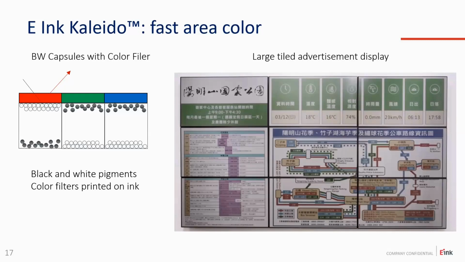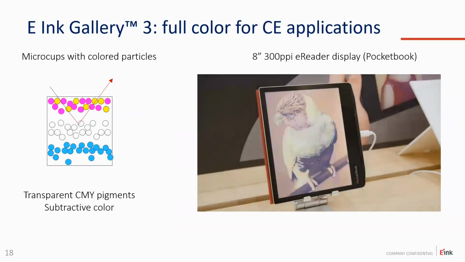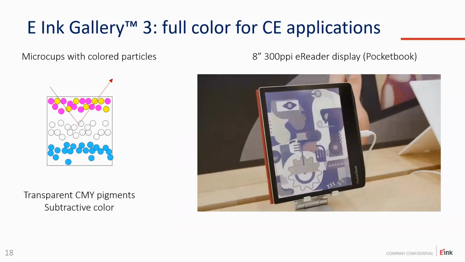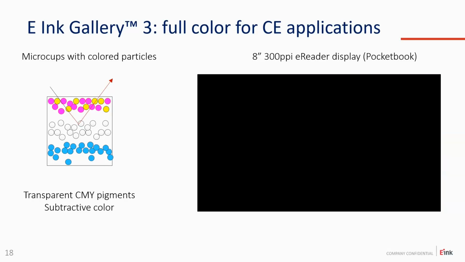The next one, this is Gallery, so this is the subtractive wide CMY, very high resolution because you can make color in every pixel. And you can see switching a little bit slower, but it has an extremely high reflectivity and a high resolution in color. So this is used now, for instance, this is a Pocketbook prototype. They've announced that they're going to launch this year with this technology. And this is now being designed in with a number of customers.